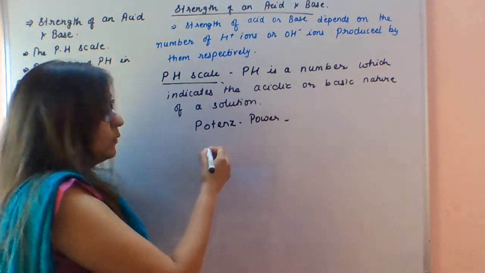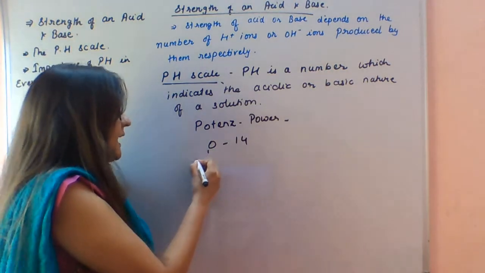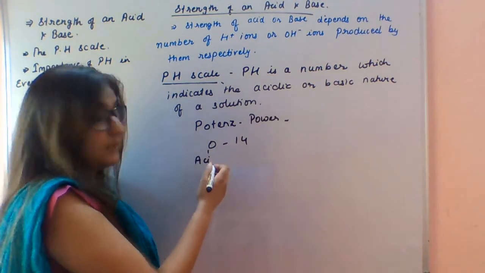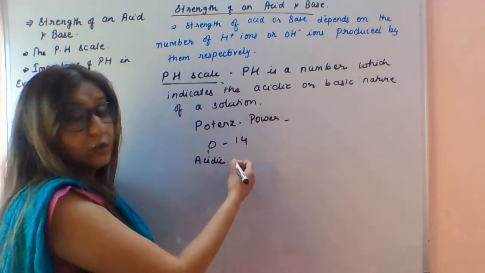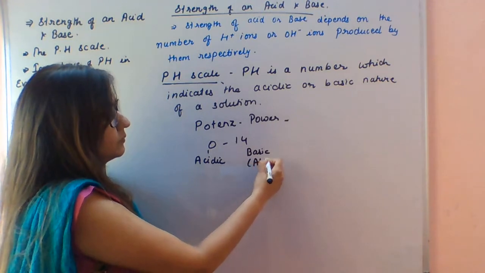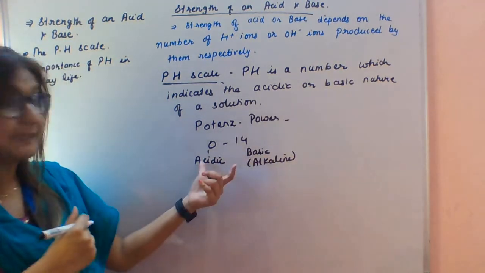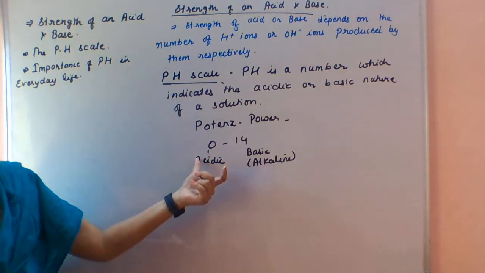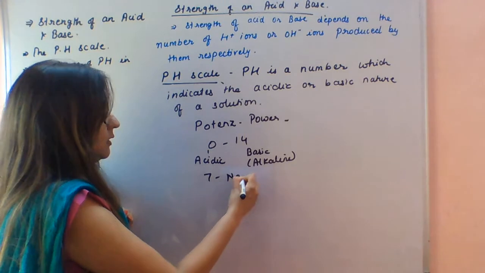So its values vary from 0 to 14. Okay. 0 to 7 is acidic, and 7 to 14 is basic, or you can say alkaline. Okay, so it's clear to you. So now you can say the pH value 7 is neutral.